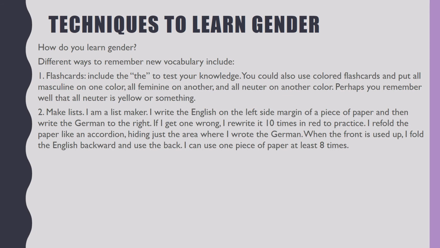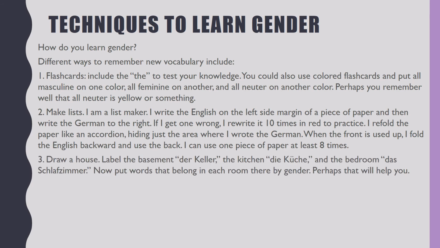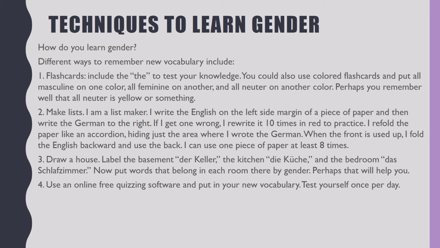I refold the paper like an accordion, hiding just the area where I wrote the German answers. When the front is all used up, I fold the English part backwards and use the back side of the paper. This way I can use one piece of paper at least 8 times to test my words. Draw a house. Label the basement, der Keller, the kitchen, die Küche, and the bedroom, das Schlafzimmer. Now put words that belong in each room there by gender. Perhaps that will help you. Use an online free quizzing software and put in your new vocabulary. Test yourself once per day. These are just recommendations. Only you know what works best for you.